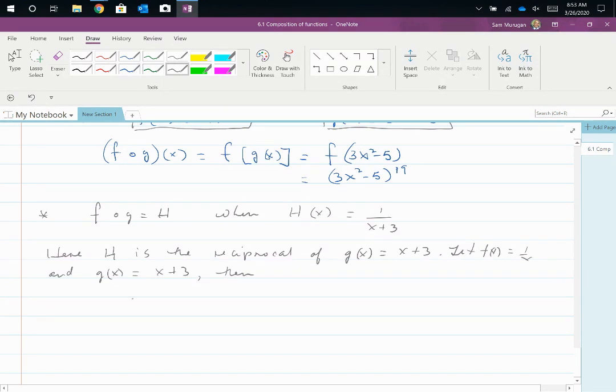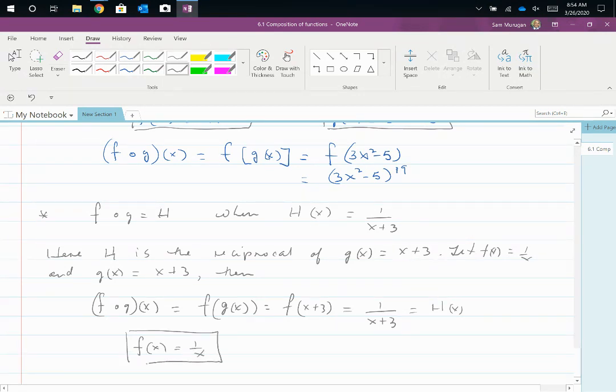Then f composed of g of x is equal to the f function substituted with the g function, which is f substituted with x plus 3, which is 1 over x plus 3, which is the h function. So the solution then is f of x is equal to 1 over x and g of x is equal to x plus 3.